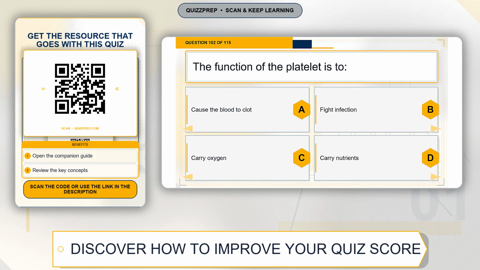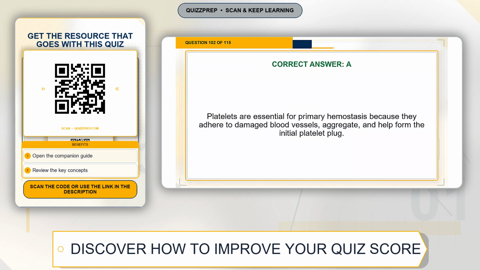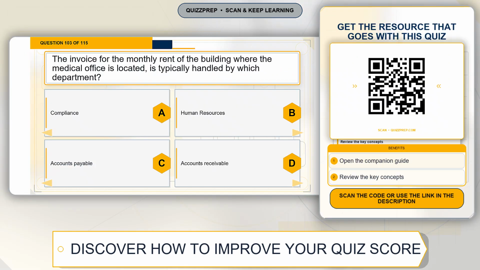Question 102. The function of the platelet is to: Option A, cause the blood to clot. Option B, fight infection. Option C, carry oxygen. Option D, carry nutrients. The correct answer is option A, cause the blood to clot. Explanation. Platelets are essential for primary hemostasis because they adhere to damaged blood vessels, aggregate, and help form the initial platelet plug.